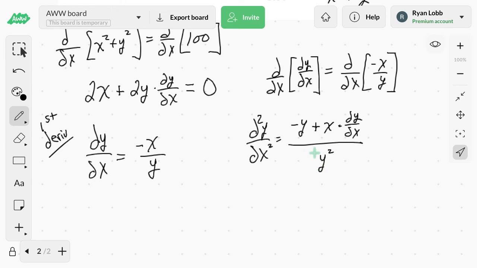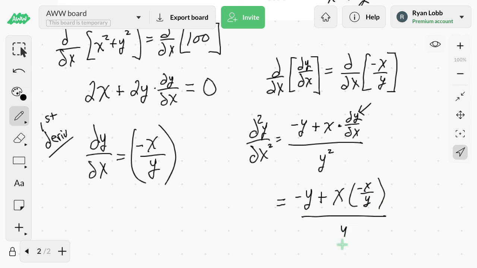Okay, and here we can see that our second derivative is in terms of x, y, but also dy/dx, the first derivative. And in the end, we want our second derivative in terms of x and y. So then all we have to do is replace dy/dx with what it is, negative x over y. So we plug it in here, and our second derivative would be negative y plus x times, there's dy/dx, negative x over y, and then all that is over y squared. Okay, so there's our second derivative in terms of x and y.